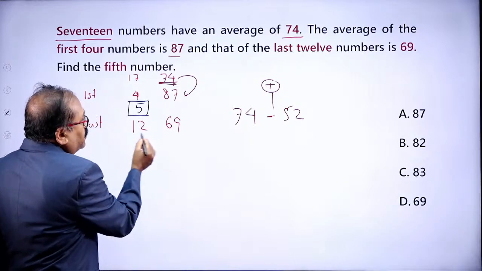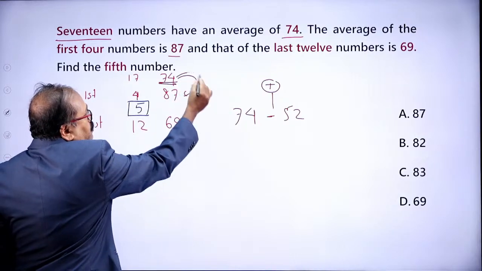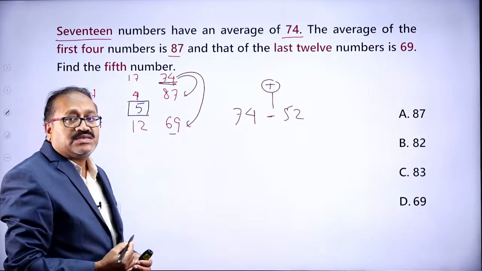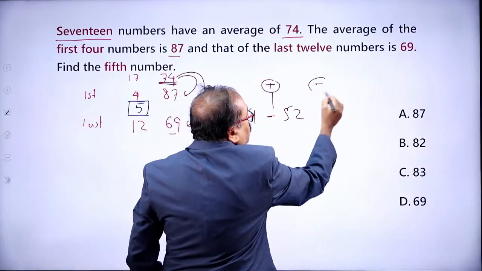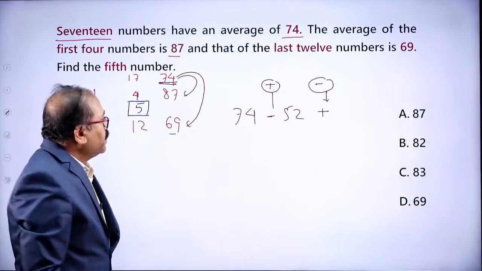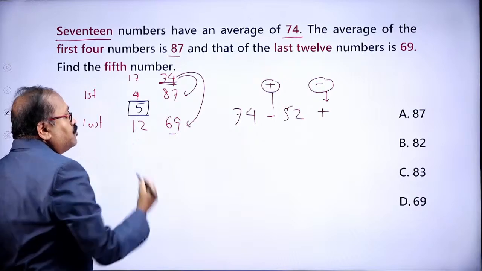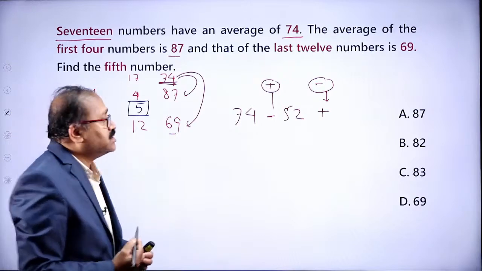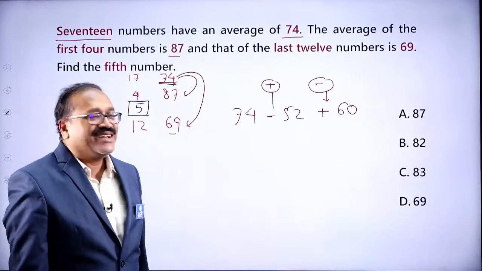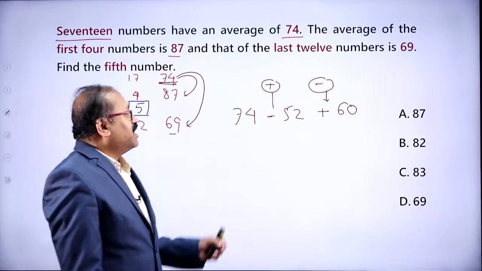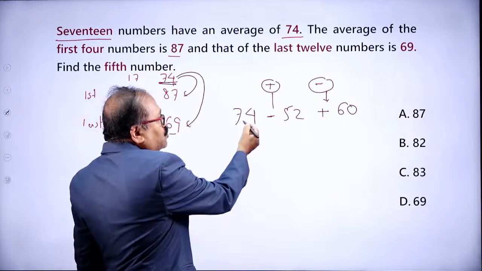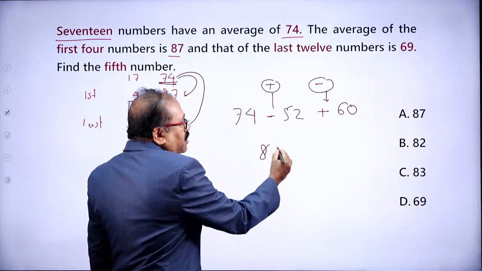And coming to the second part, this average is 69. Did you notice that 69 is less than the overall average? How much less? 5 less. So if it is less over here, then to find the missing number, you need to reverse the sign: plus. And as it is 5 less, 5 into 12 is 60. So write down the 60 and your answer is ready here. So 74, minus 52 and plus 60, that is plus 8. So my answer should be 74 plus 8, which is 82.